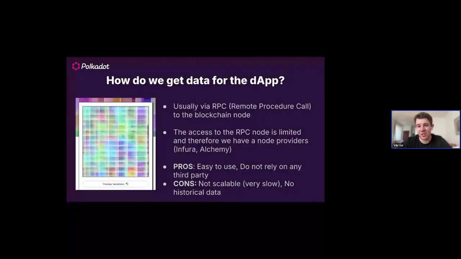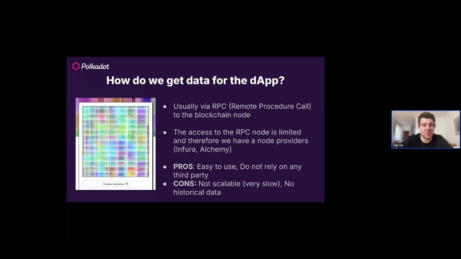And the first question is, how do you get data for the dApp? In general, when you're building a decentralized application, you don't have any magic server where you can get the data or fetch something or process something. You get the data via the RPC node, or remote procedure call, calling on the blockchain node. But there's a limitation. The access to the RPC node is usually limited, especially in the Ethereum ecosystem. You need to use some node providers such as Infura or Alchemy.